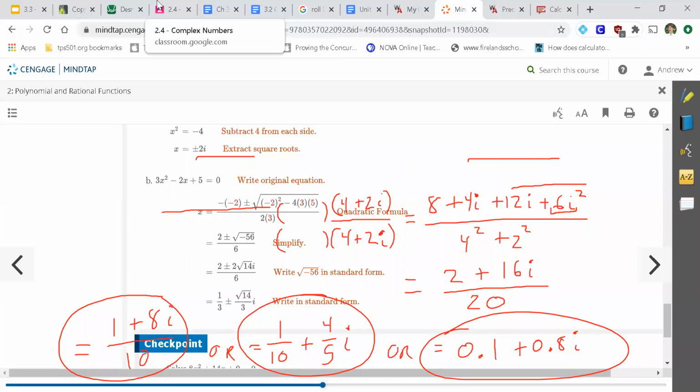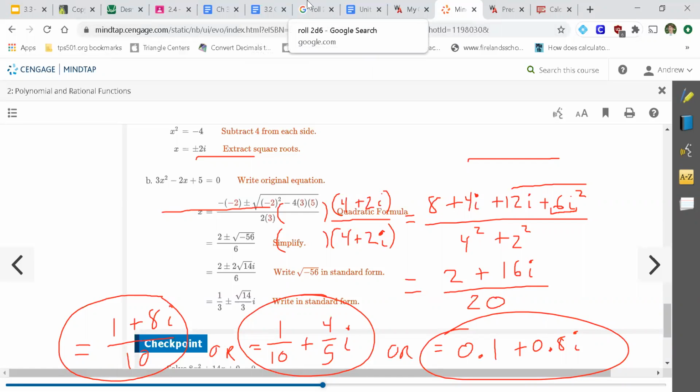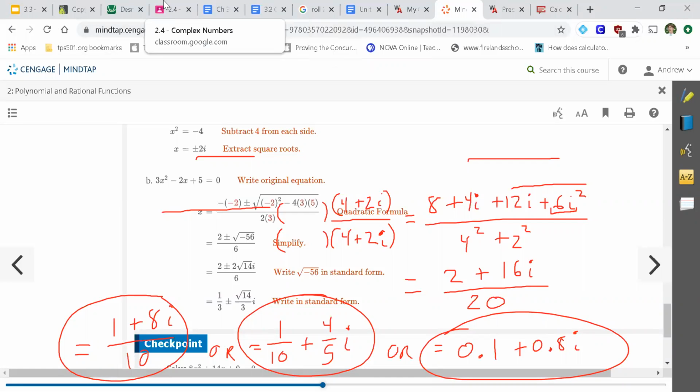All right, and then we'll do 2.5 on Wednesday and 2.6 on Thursday, and that'll be the week.